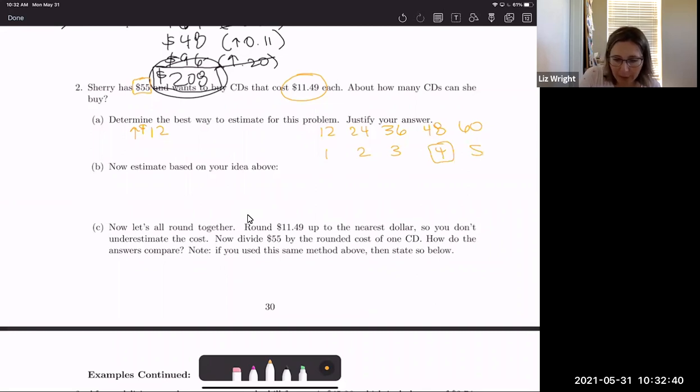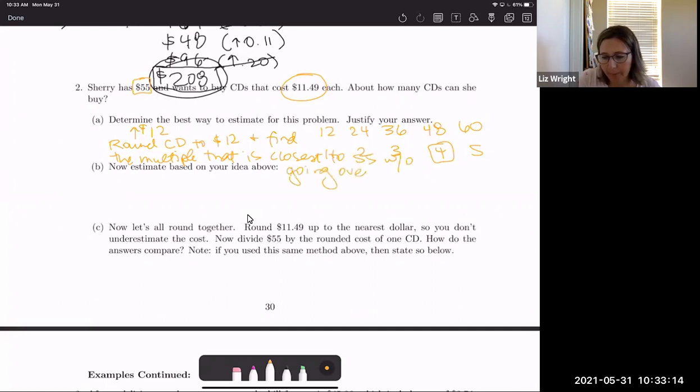So one method is to round CD to $12 and find the multiple that is closest to 55 without going over. And then you would explain why. So again, that tells me the what. Here's what I did. Now tell me why you did that.